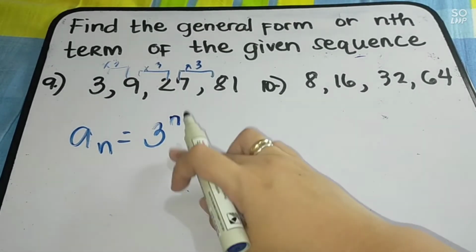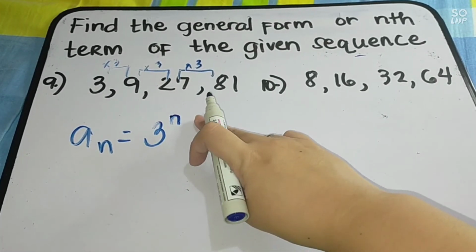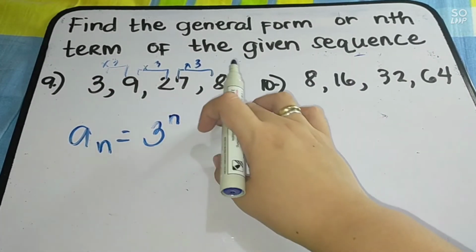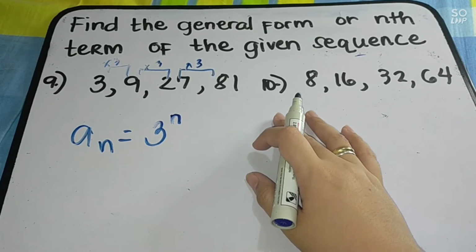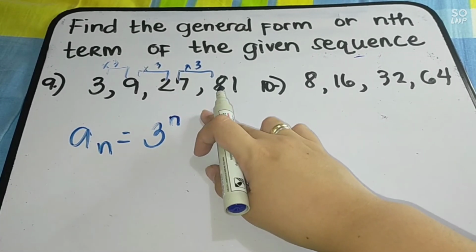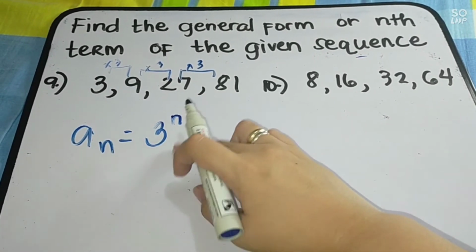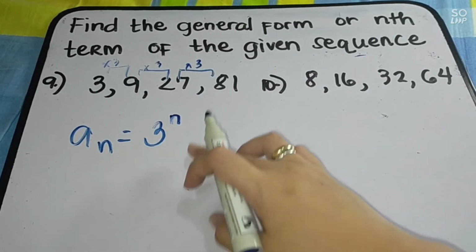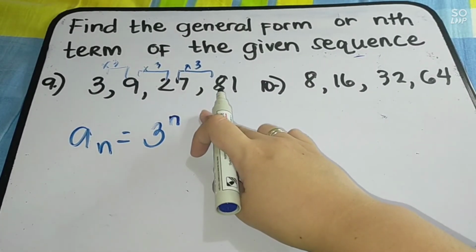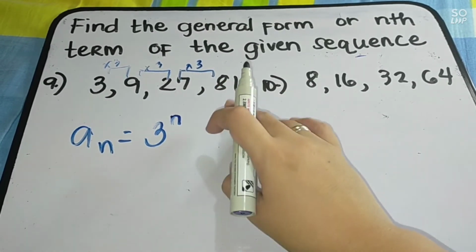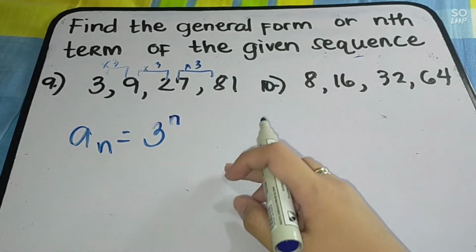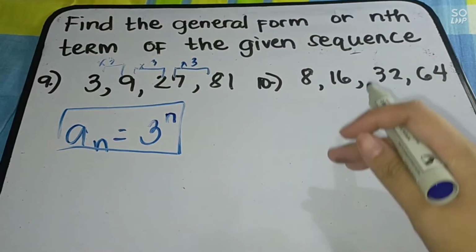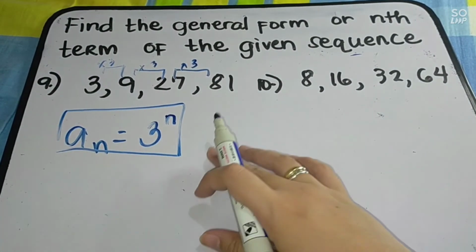Let us see for the first term. If this is raised to 1, 3 raised to 1, the answer is 3. So, no need to add plus or anything. Next, 3 raised to 2. We have here 3 squared, which means 3 times 3. The answer is 9. Correct. For the second term. For the third term, 3 raised to 3. 3 times 3, we have 9 times 3 again. The answer is 27. And so on and so forth. So therefore, this is now your general form or the nth term.